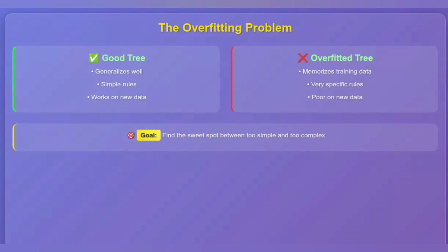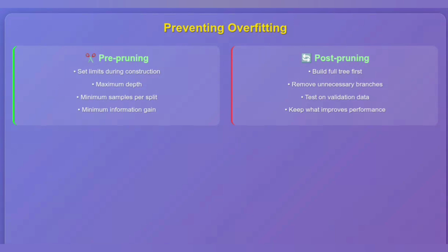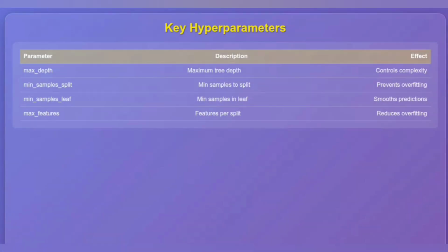Fortunately, we have several techniques to prevent overfitting. Pre-pruning involves setting constraints during tree construction, like maximum depth, minimum samples per leaf, or minimum information gain required for a split. Post-pruning involves building a full tree and then removing branches that don't improve performance on validation data. Key hyperparameters to tune include max depth, min sample split, min samples leaf, and max features, number of features to consider for each split. Proper tuning of these parameters is crucial for optimal performance.